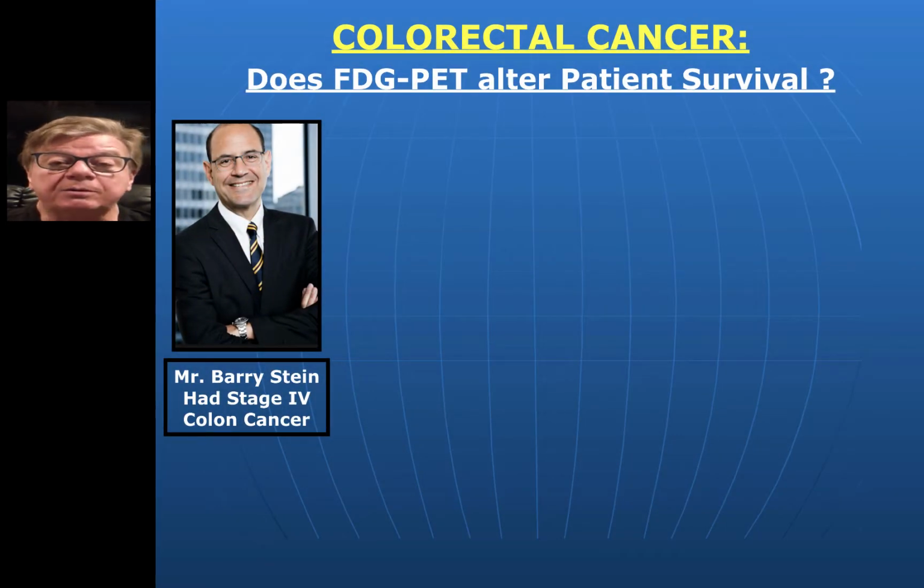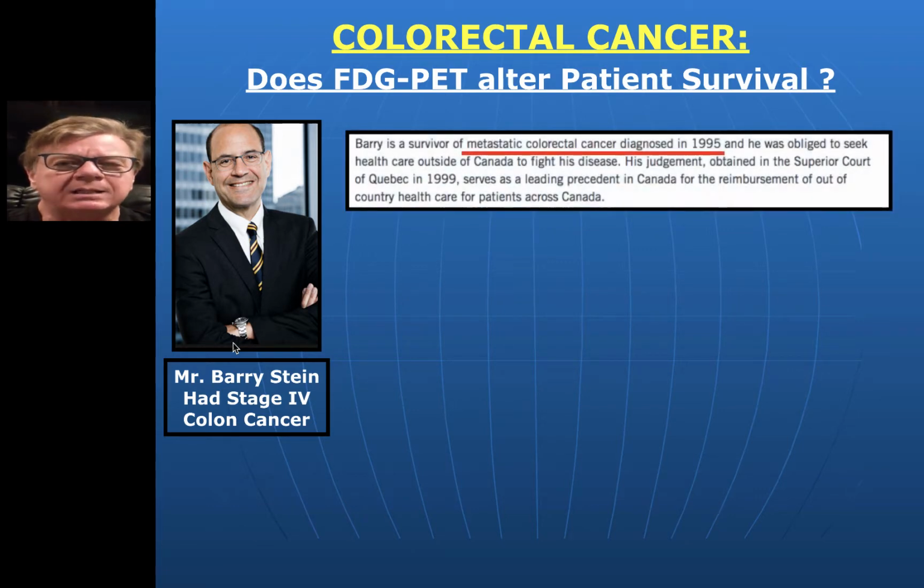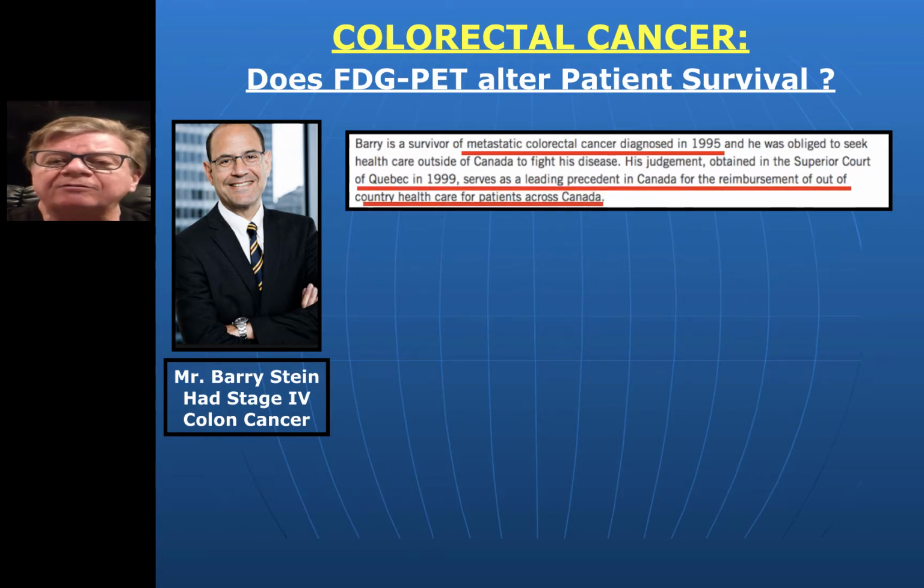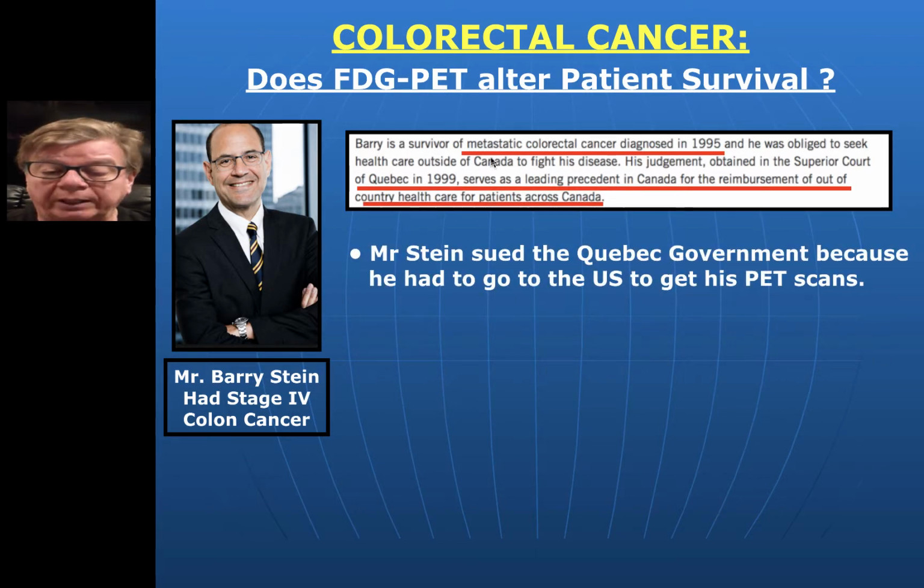And does this work? If you have colon cancer, you may have heard this man's name or seen it on the internet. Mr. Barry Stein, a lawyer from Montreal, had stage 4 metastatic disease way back in 1995. Now we're going back 23 years, when this was available for patients if you happened to definitely not live in Ontario at that time. Today you don't have it available. But the bottom line was he sued the Quebec government, and he did win, and that, as described here in 1999, serves as a leading precedent in Canada for reimbursement of out-of-country healthcare for patients across Canada.